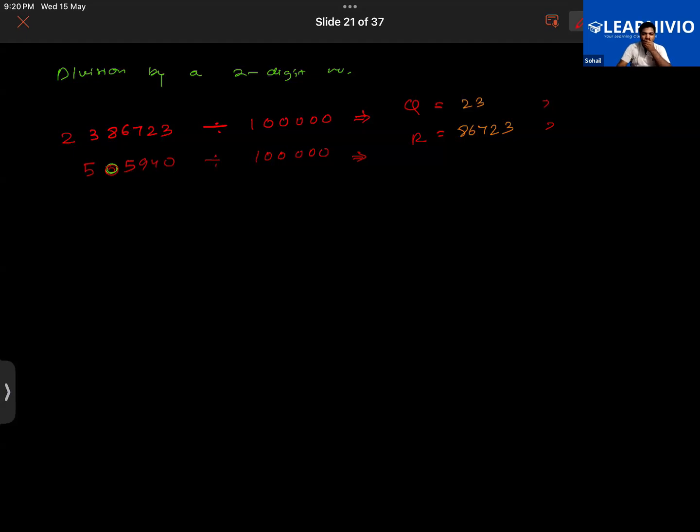5 is the quotient and 5940 is the remainder. Very good, very good. Okay? So this is the value, 5940. Okay? So I hope you guys are getting it, right?